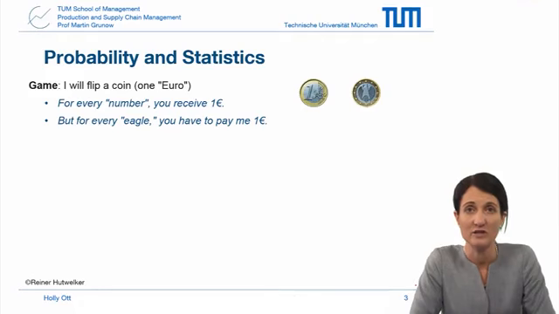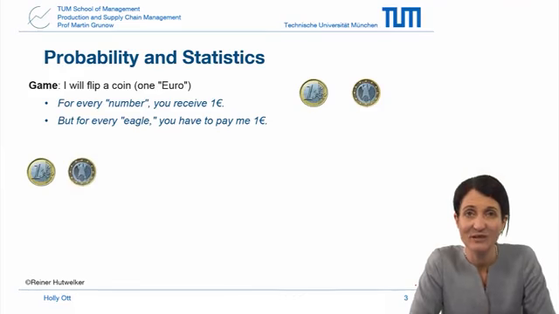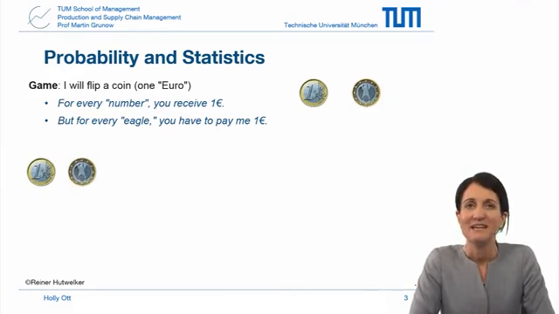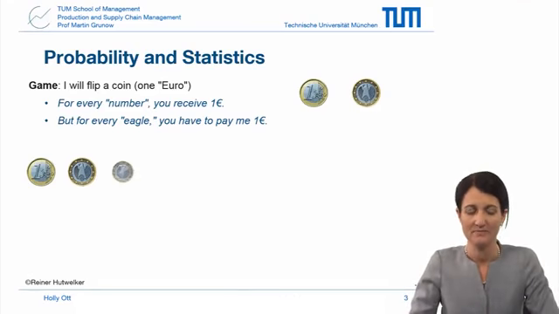So first toss, we get a number. So what does that mean? I have to pay every one of you €1. For the second toss, finally, good, an eagle. So now I get to have all my euros back. So I'm going to toss the coin another 8 times.